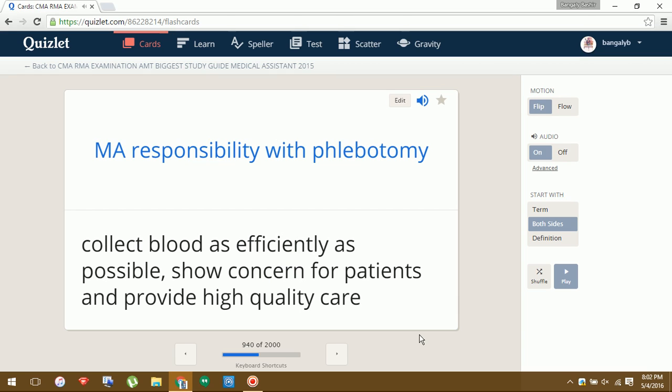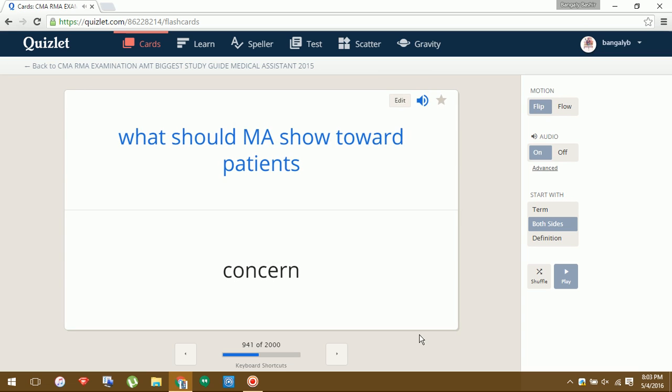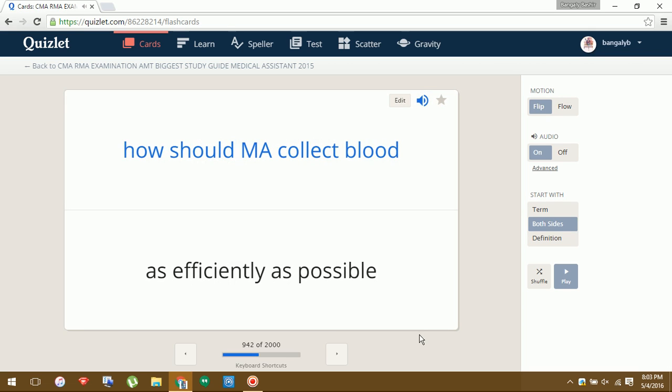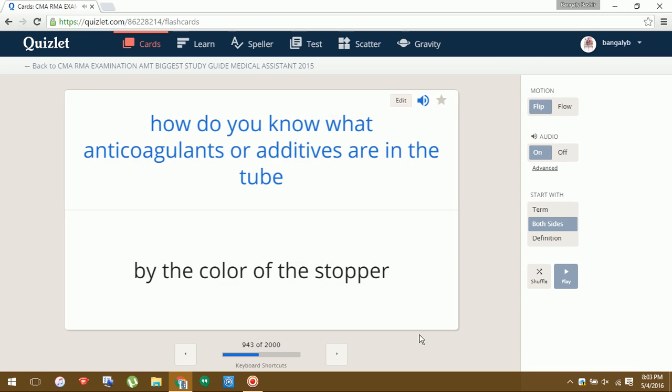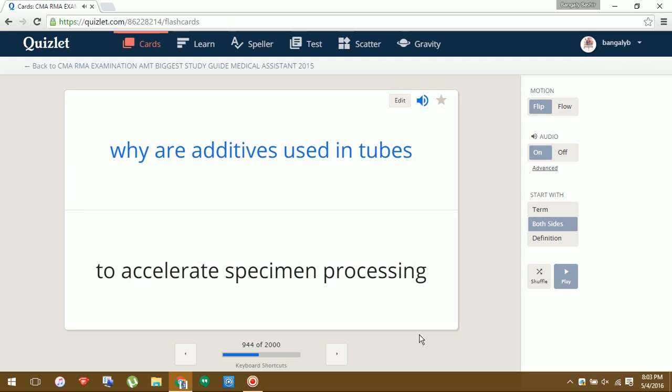MA responsibility with phlebotomy: collect blood as efficiently as possible, show concern for patients and provide high-quality care. What should the MA show toward patients? Concern. How should the MA collect blood? As efficiently as possible. How do you know what anticoagulants or additives are in the tube? By the color of the stopper. Why are additives used in tubes? To accelerate specimen processing.